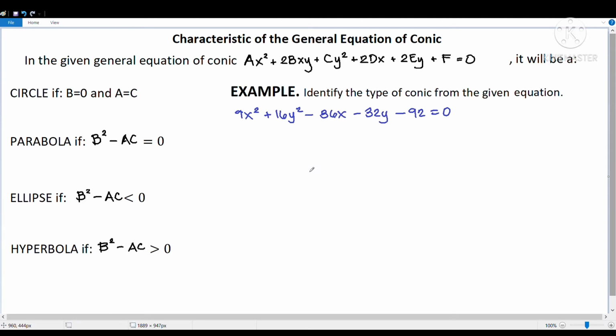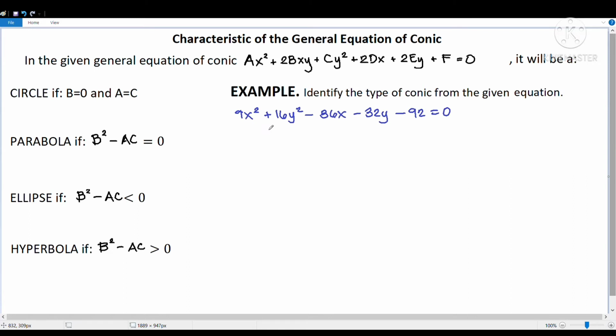Another example, so we have to identify what type of conic section is given from this equation. 9x squared plus 16y squared minus 36x minus 32y minus 92 is equal to 0. So first thing to do is to equate this to 0. Since this is already equated to 0, we have to check what is the missing term based on our general equation of the conic. So the only missing term here is the term of xy.